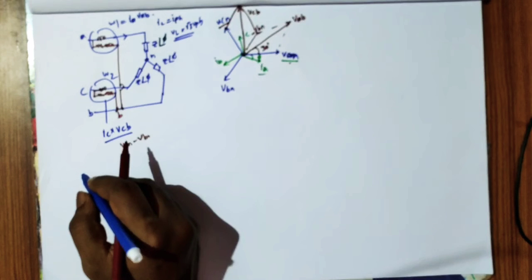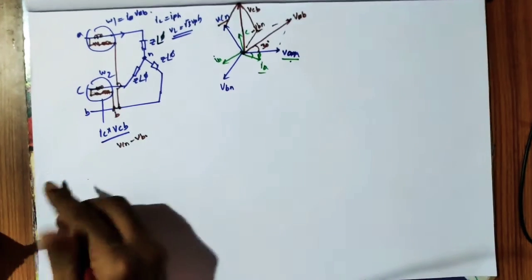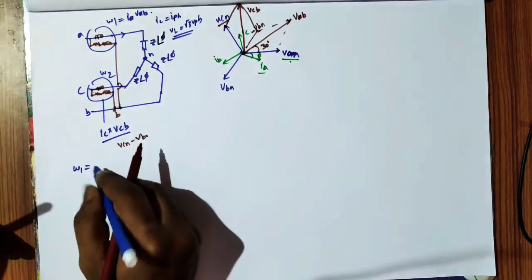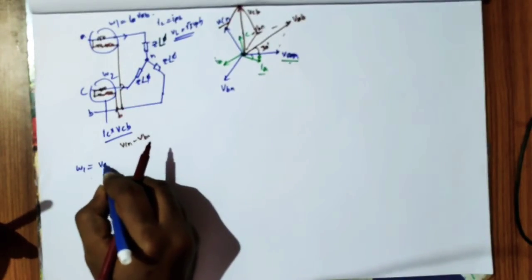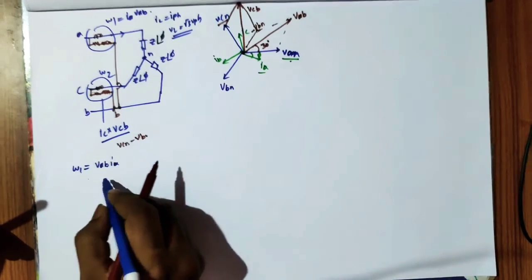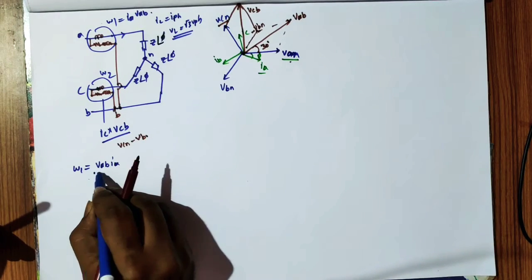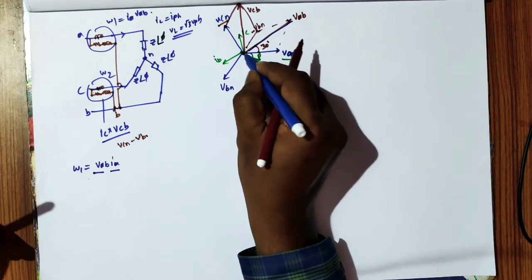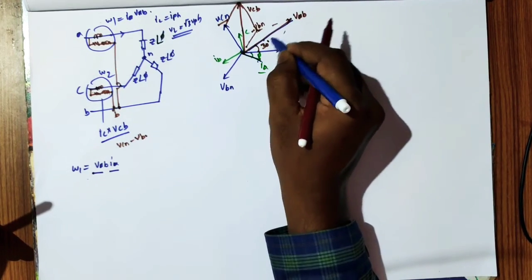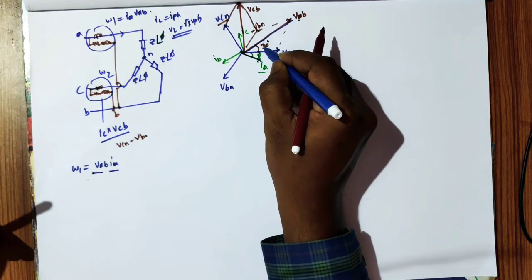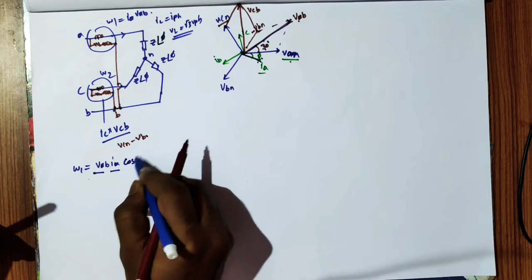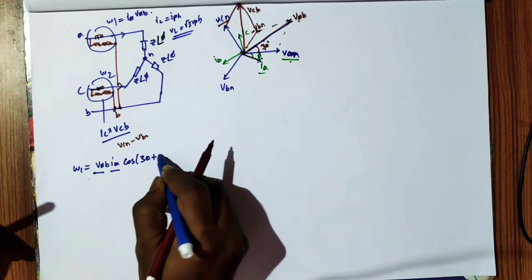Now the main thing is, what is W1 measuring? W1 measures the line voltage VAB and the line current IA. So we need to find the phase angle between VAB and IA. What is the phase difference between VAB and IA? It is 30 plus phi. Therefore W1 reads VL IL cos of 30 plus phi.